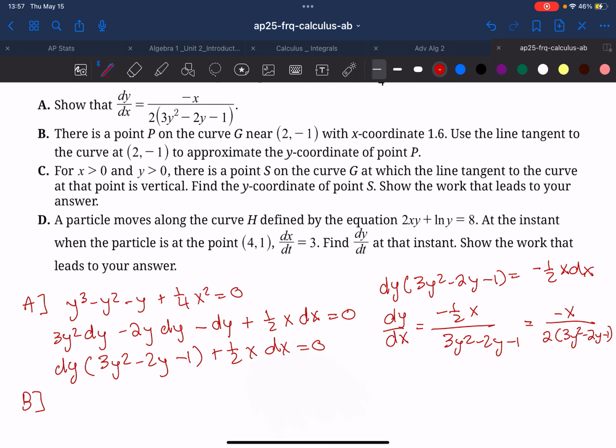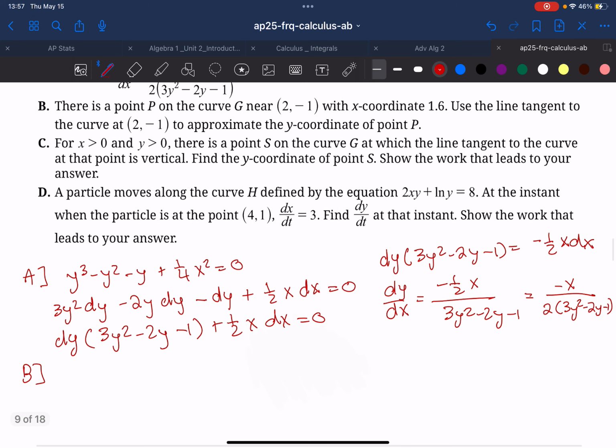Part B says there is a point P on the curve G near (2, negative 1) with an x coordinate of 1.6. Use the line tangent to the curve at (2, negative 1) to approximate the y coordinate of point P. Okay, so in order to do this, we're first going to use our dy/dx equation, and we are going to plug in our x and y values, so that (2, negative 1), into the equation for our dy/dx.